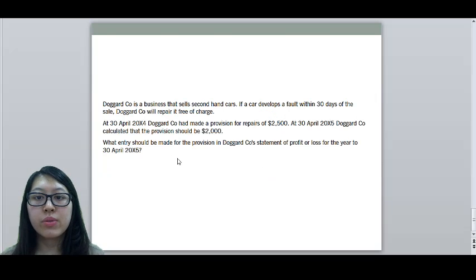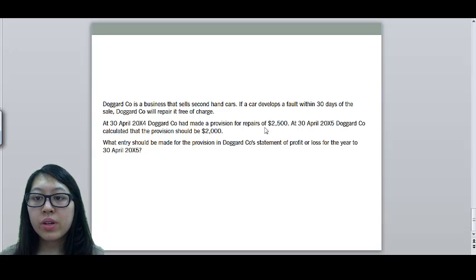Okay, let's take a look at this one. Doggart Co. is a business that sells second-hand cars. If a car develops a fault within 30 days of the sale, Doggart Co. will repair it free of charge. At 30 April 2004, Doggart Co. had made a provision for repairs of $2,500. At 30 April 2005, Doggart Co. calculated that the provision should be $2,000. What entry should be made for the provision in Doggart Co.'s statement of profit or loss?